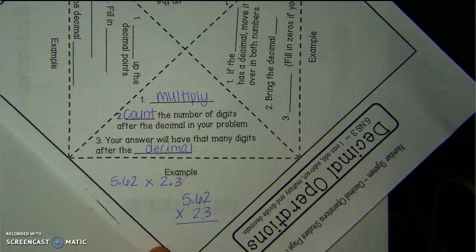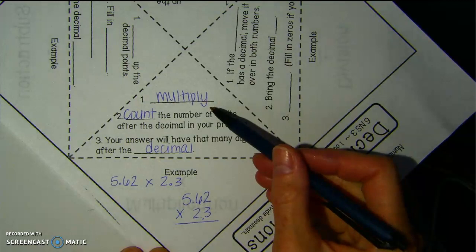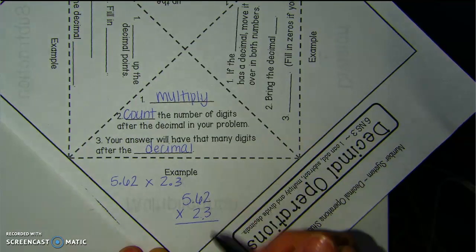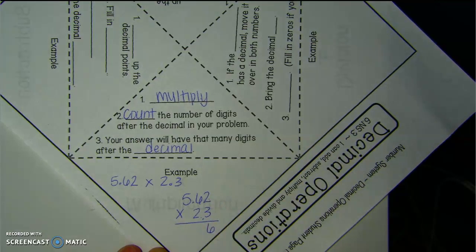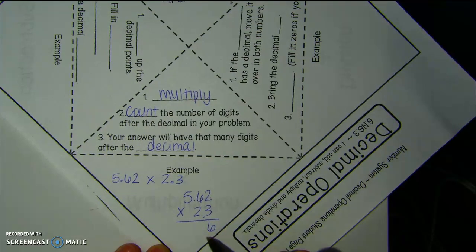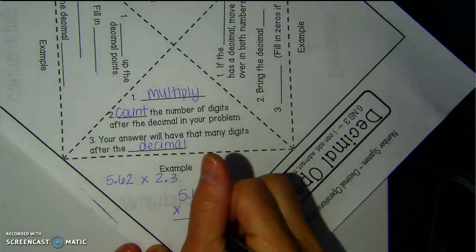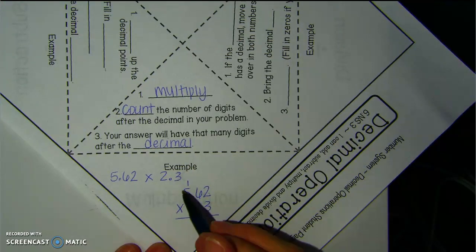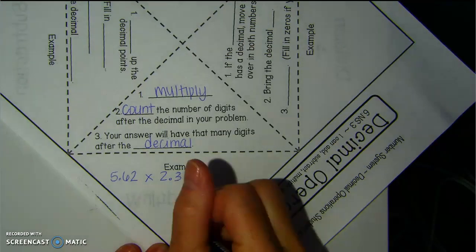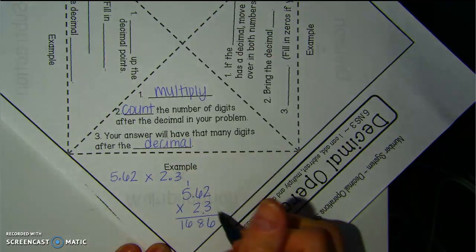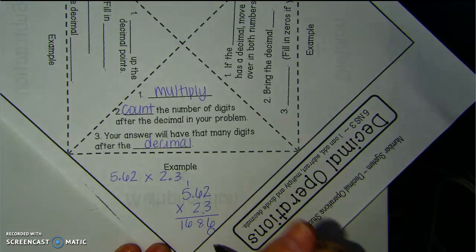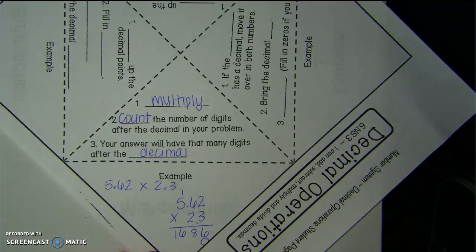So our first step is to do what? Multiply. So we're going to multiply just like we always would. So what is 3 times 2? 6. Probably should have scooted this up a little bit. 3 times 6 is 18. So we're going to carry our 1. 3 times 5 is 15 plus 1 is 16. Now, whenever we're multiplying like this, what do we have to put right here? Not a decimal, but a 0. Remember you learned that?